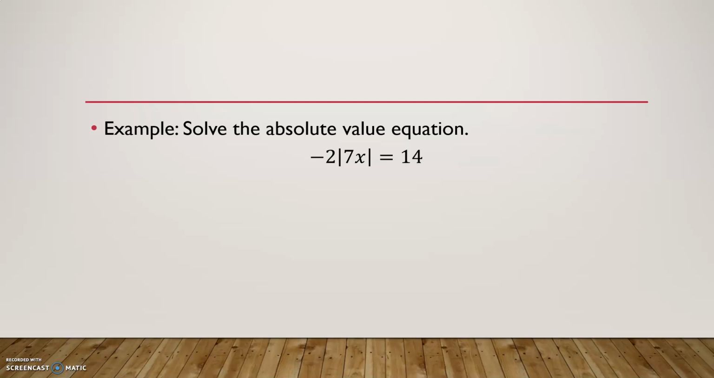Solve the absolute value equation, excuse me. So I'm going to start by dividing both sides by negative 2. Absolute value of 7x equals negative 7. But we have a problem. You know what the problem is? The absolute value of 7x is equal to a negative 7. However, absolute value always has to be what kind of number? Positive number.